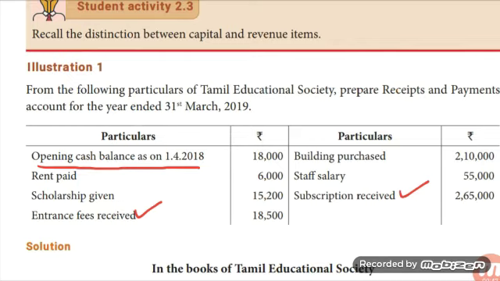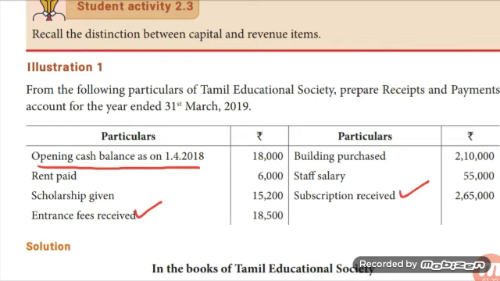Draw the receipts and payments account. Write the title: Receipts and Payments Account of Tamil Educational Society for the year ended 31st March 2019. Show the abbreviation DR on the debit side, CR on the credit side. First, enter the opening balance on the debit side as 'To balance brought down'. Here only the cash balance is given. So, enter on the debit side 'To balance brought down' 18,000.